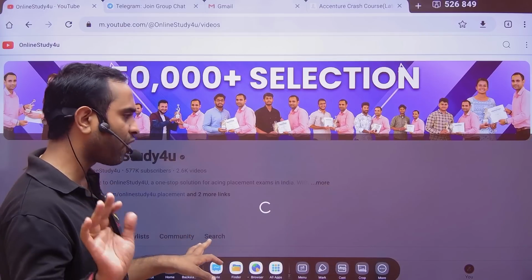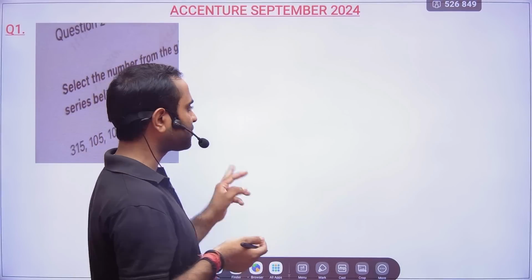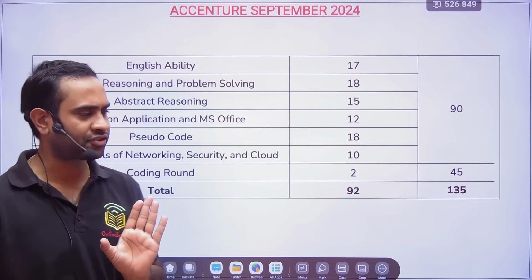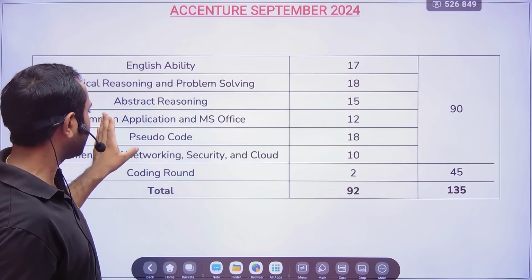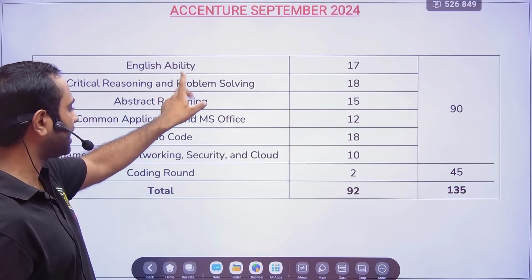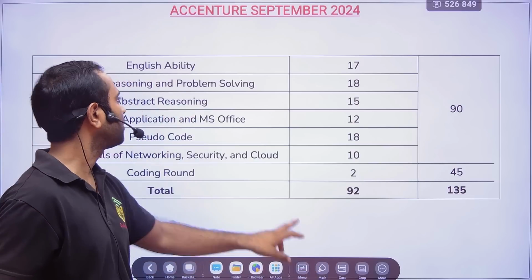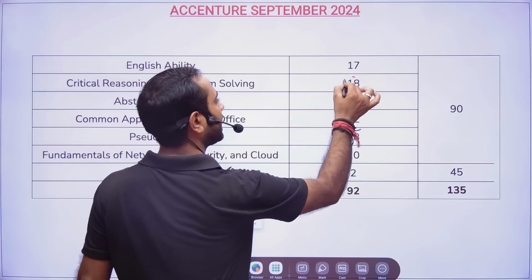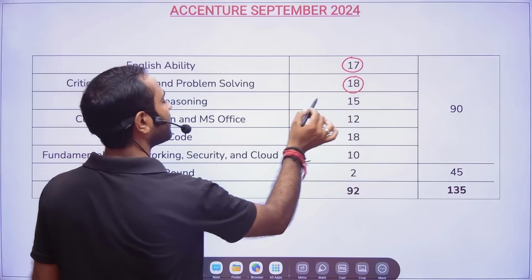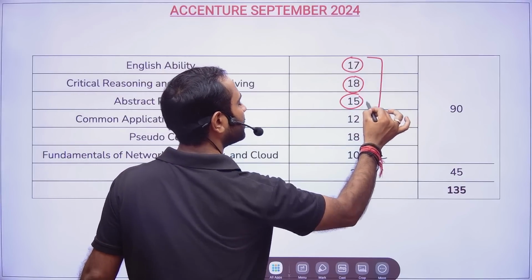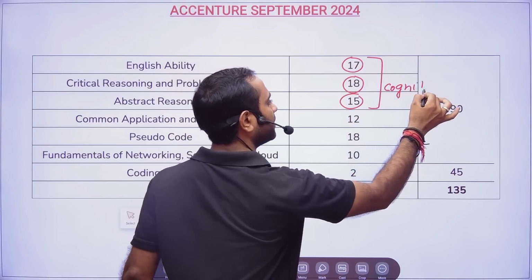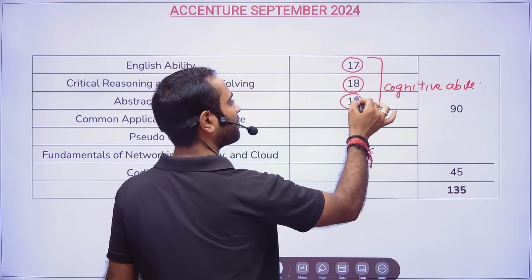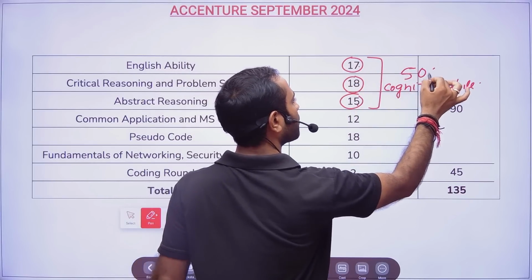Now friends, before we start with the problem, I will just tell you about the pattern. Round 1 will have 90 questions for cognitive ability. You will have English ability, with 17 questions from verbal ability. Reasoning and problem solving will have 18 questions. Abstract reasoning will have 15 questions. This is from your cognitive ability. So what is the total number? It will be 50 questions from your cognitive ability.